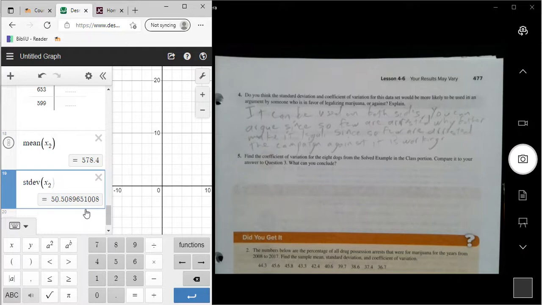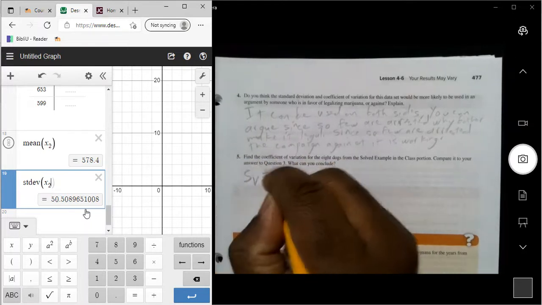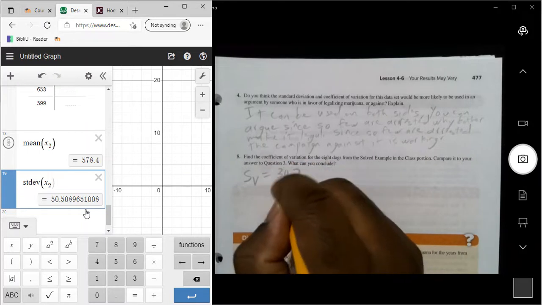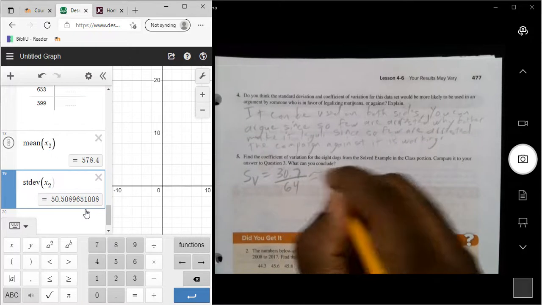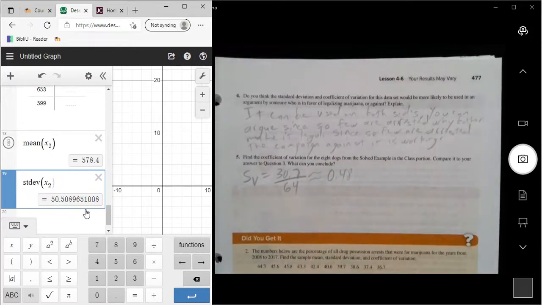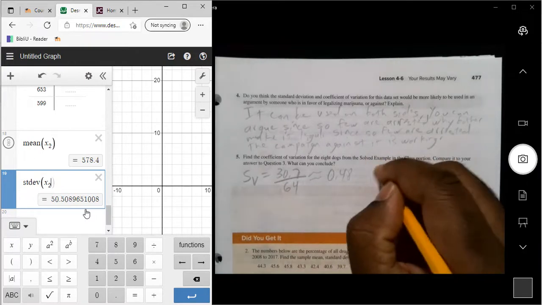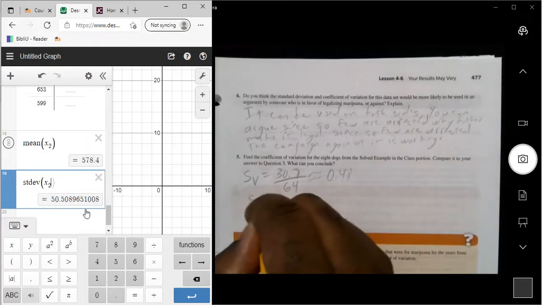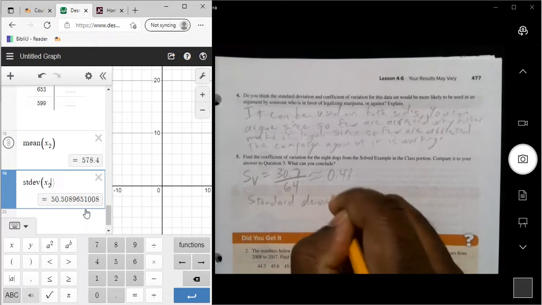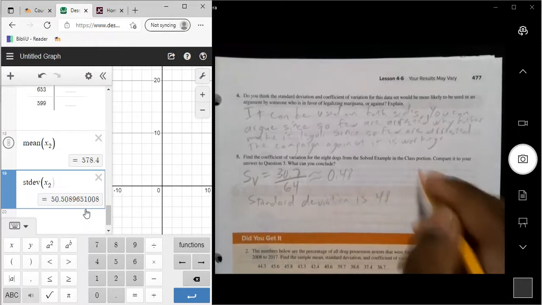Okay, number 5, it says find the coefficient of variation for the 8 dogs from the solve example in the class portion. Compare it to your answer to question 3. What can you conclude? Okay, now in the solve portion, let's go back here. I think we did, yeah, we got 30.70 for the standard deviation, divided by the mean, which is 64. Put that in our calculator, it'll be 0.48. So it's telling us that the standard deviation is 48% of the mean.